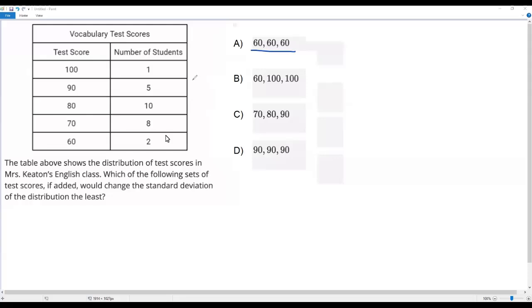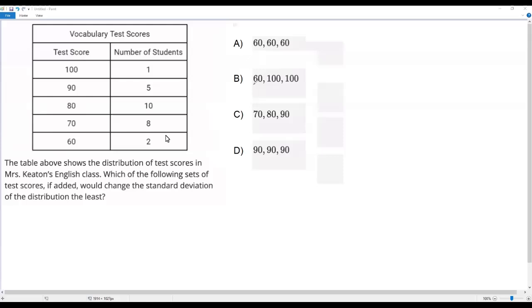If I add these 3 test scores into the data, all these 3 test scores will be included in this category. So what will happen? Then we'll have more values far from the arithmetic mean 80. So definitely the values in option A will make the standard deviation greater. So I don't think option A can be correct. Anyways, we can go over options B, C, and D and then decide.